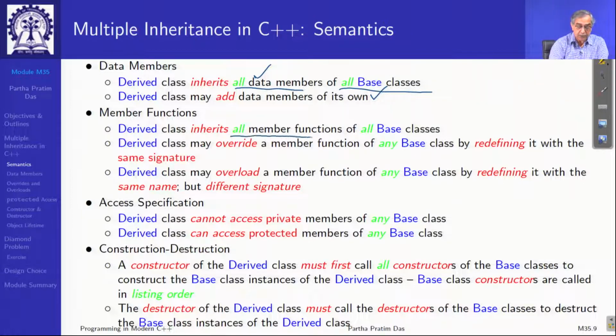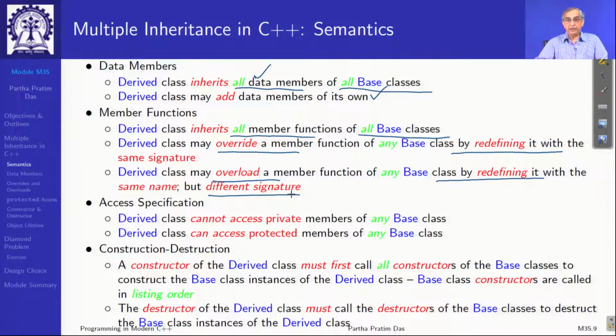It inherits all member functions of all base classes. It can override a member function by redefining it with the same signature. It can overload the member function of any base class by redefining it with the same name, but a different signature. So, all these were already there. Now, it can be done for all the base classes that a class is multiply inheriting from.